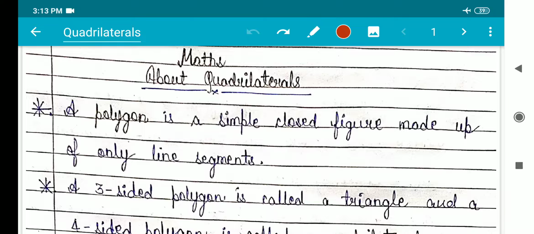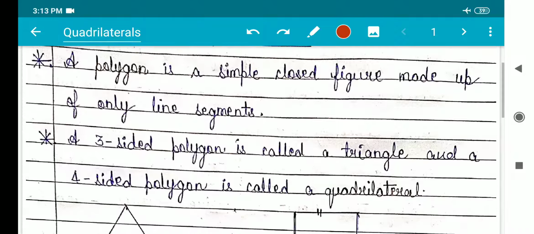Hello friends, I'm Aastha Raj and today I'm going to talk about quadrilaterals, which is a very important topic for all of us. So before knowing what a quadrilateral is, we should know what a polygon is.